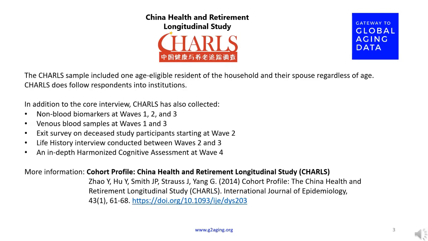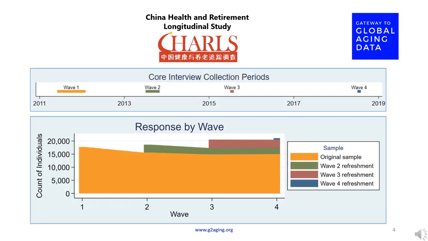In addition to the core interview, CHARLS has also collected non-blood biomarkers such as anthropometric measurements and blood pressure, grip strength, and lung function measurements at waves 1 through 3, as well as venous blood samples at waves 1 and 3. CHARLS also has conducted exit surveys on deceased study participants starting at wave 2, a life history interview between waves 2 and 3, and an in-depth harmonized cognitive assessment at wave 4. If you would like to know more about CHARLS, they have published a cohort profile in the International Journal of Epidemiology.